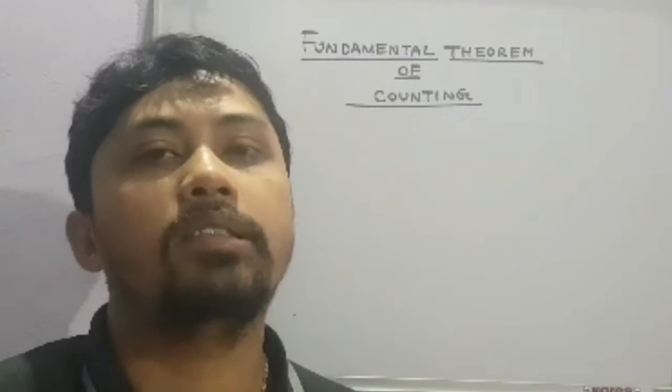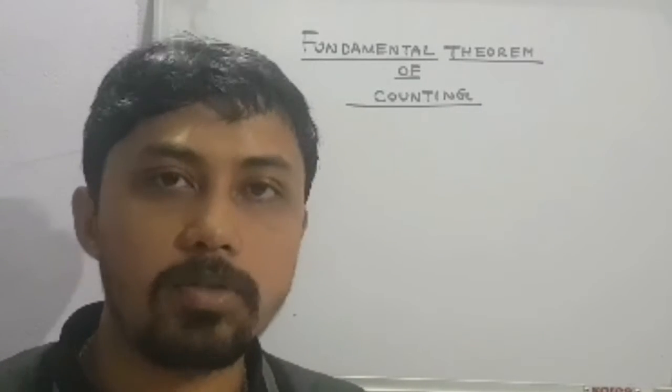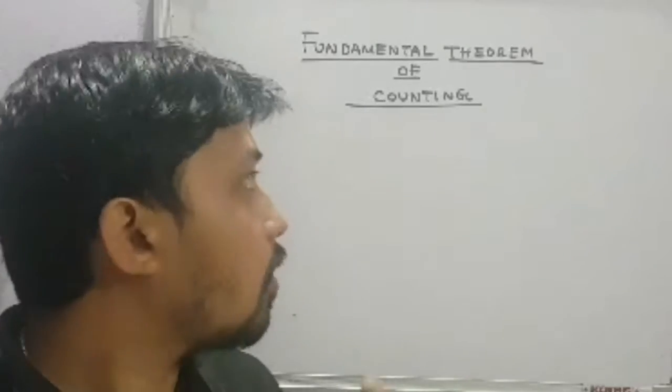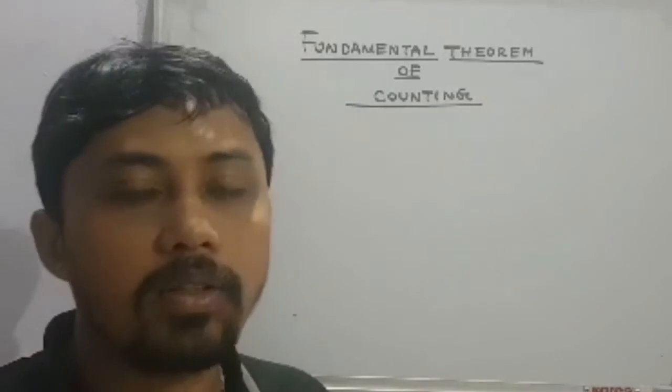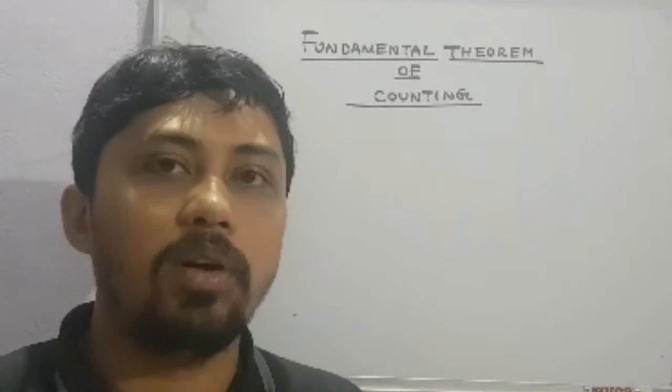Permutation and combination. Till now we have learned the concept of factorial and we have done one or two questions based on factorial. Our next topic is the fundamental theorem of counting, an extremely important theorem. Now, to understand this one we have to take an example.